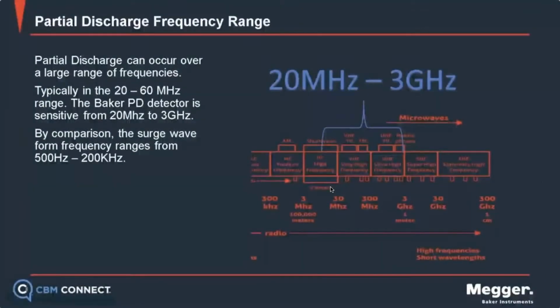Okay, so partial discharge can occur over very large bandwidth, but primarily we're talking about the radio frequency, the high frequency bandwidth, somewhere between 20 megahertz and up to maybe as high as 3 gigahertz. As a comparison, for those of you familiar with surge testing, the surge pulse frequency ranges somewhere between 500 hertz to 200 kilohertz, depending on circuit characteristics of inductance and capacitance. So we're talking about a much, much higher frequency band than what we would normally see in the surge wave.